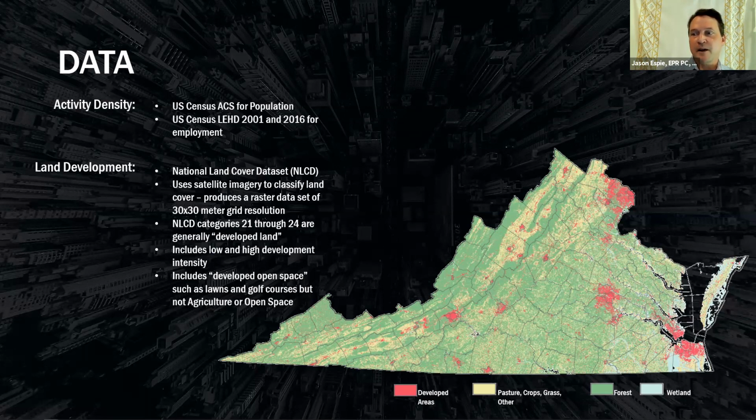Open space developed, there's low, medium, and high. Things like developed open space are things like lawn or even roads, golf courses, lawns or ball fields can even be considered part of that open space, but it's still developed land. Those 4 categories are 21 through 24. And those are the ones we use for calculating net developed land in this approach.